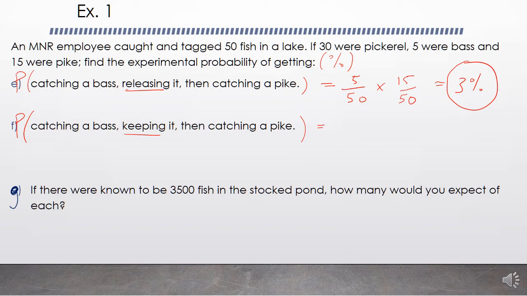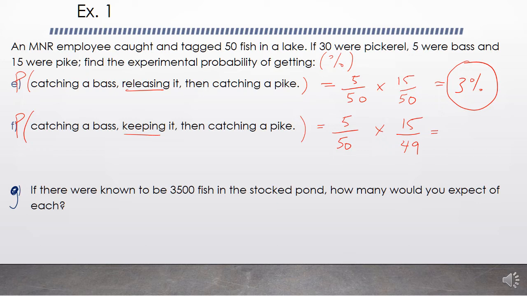So probability of catching a bass is still going to be, how many bass do we have? 5 out of 50. Since there's two events happening, we're going to multiply. But this time you keep it. So instead of there being 50 fish, if you've kept the bass, there's no longer 50 to pick from. There's only 49. And how many were pike? 15.